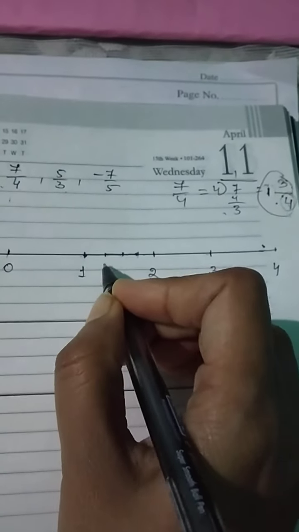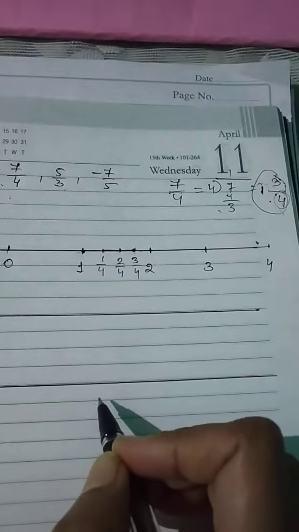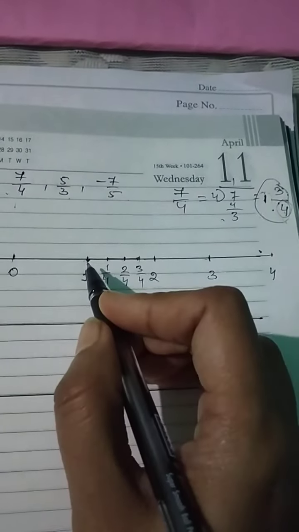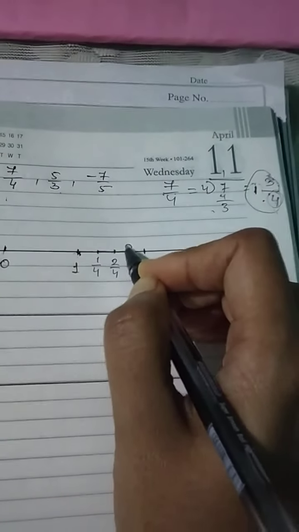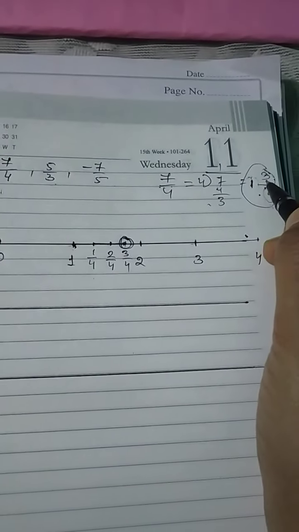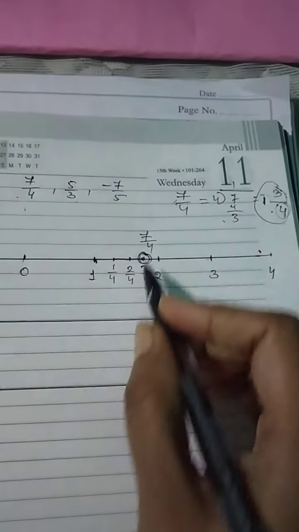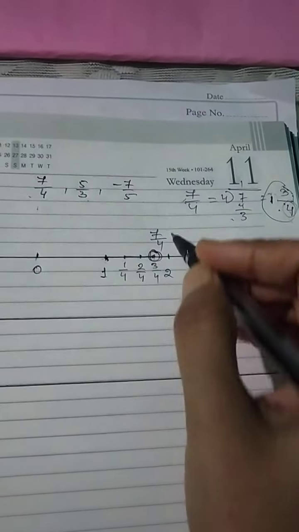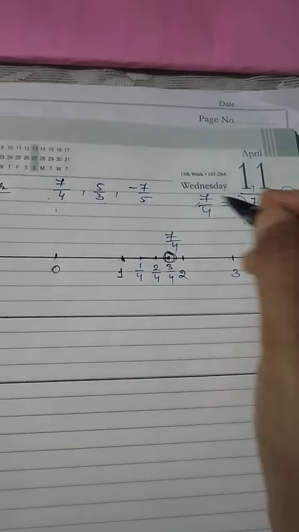Okay. This is called 1 by 4. This is called 2 by 4. This is called 3 by 4. Okay. So 1 3 by 4 will be 1 and after that 3 by 4. So this point will be equal to 1 whole 3 by 4. That is equal to 7 by 4. Got it? You will write it as 7 by 4. Understood?